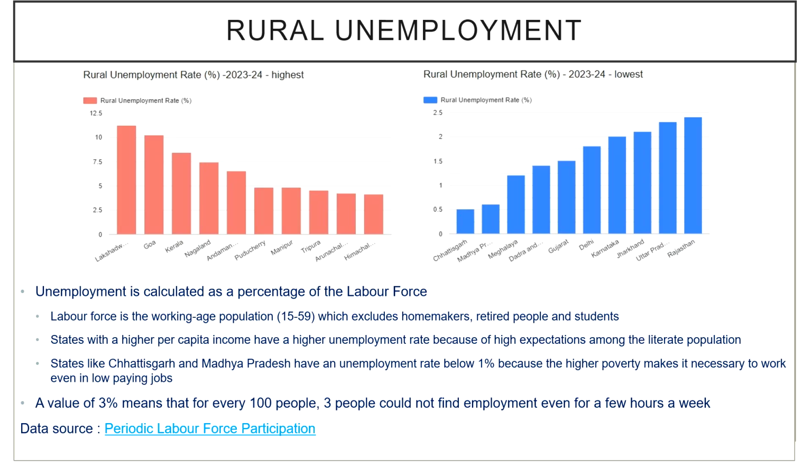Rural unemployment. Unemployment is calculated as a percentage of the labor force. Labor force is the working age population, 15 to 59, which excludes homemakers, retired people, and students. States with a higher per capita income have a higher unemployment rate because of high expectations among the literate population. States like Chhattisgarh and Madhya Pradesh have an unemployment rate below 1% because the higher poverty makes it necessary to work even in low-paying jobs. A value of 3% means that for every 100 people, 3 people could not find employment even for a few hours a week.